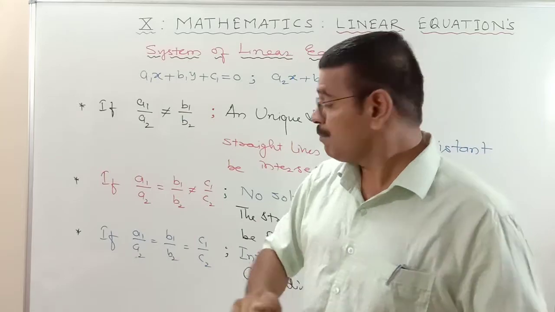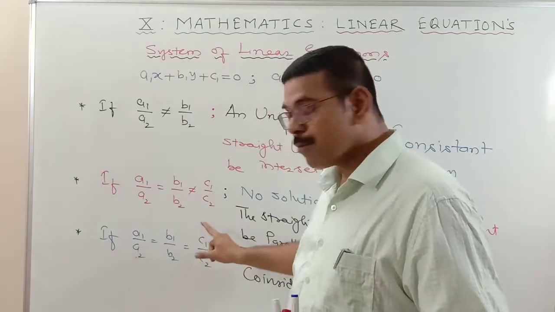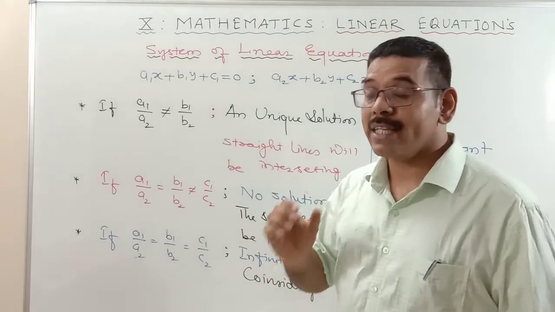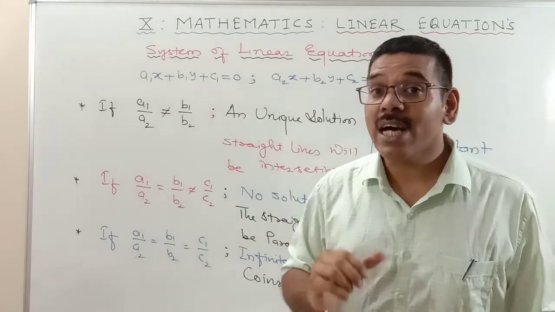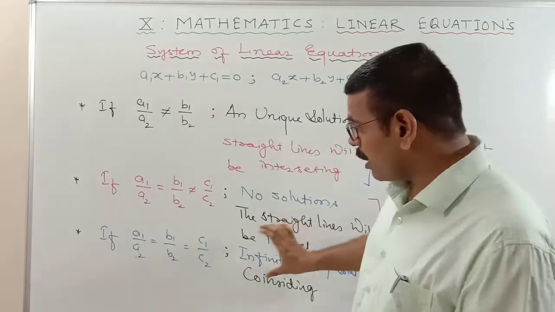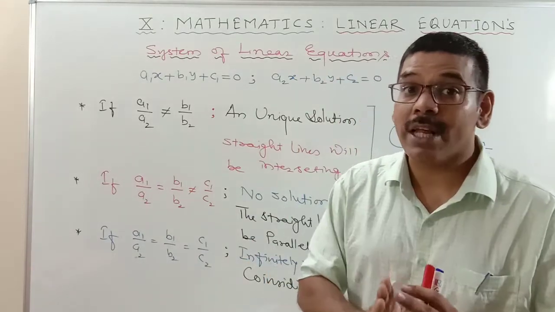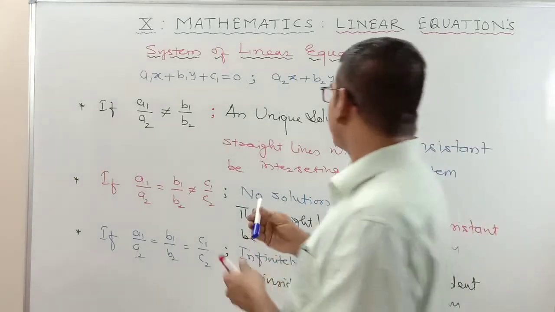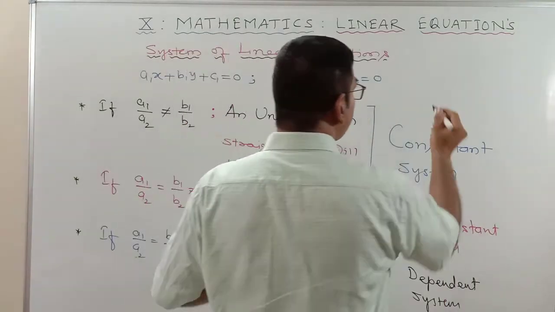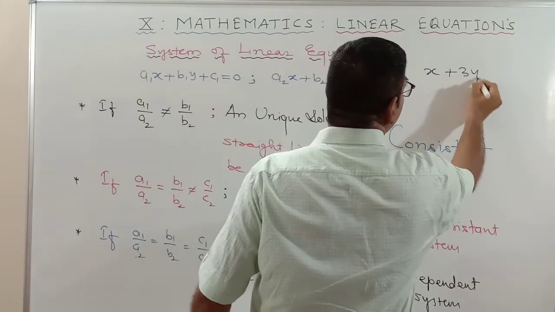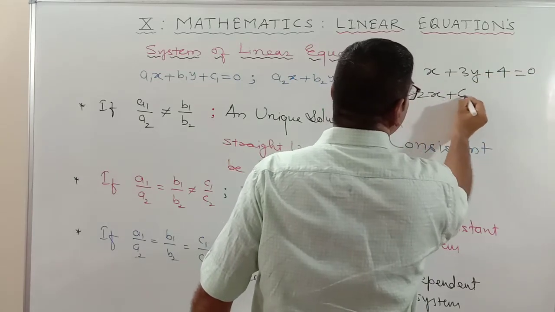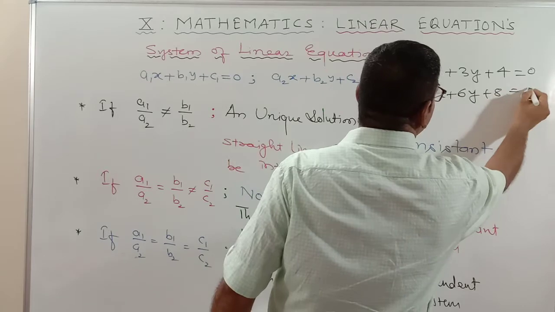But if a1 upon a2 is equal to b1 upon b2 is equal to c1 upon c2, in this case both the equations will be similar or identical. Is it clear? Identical in the sense the equations may be like this. See, x plus 3y plus 4 is equal to 0, 2x plus 6y plus 8 is equal to 0.